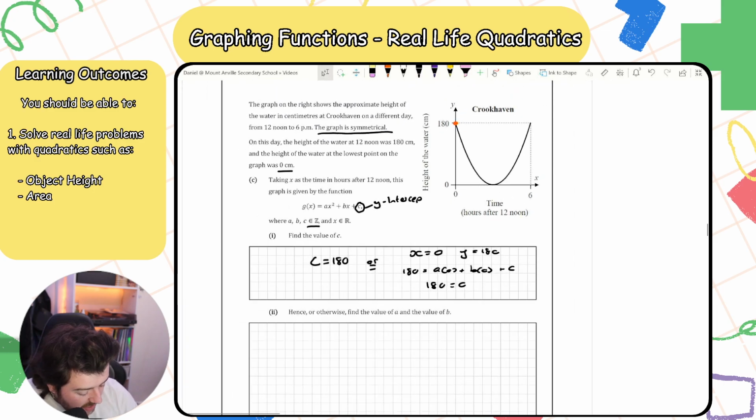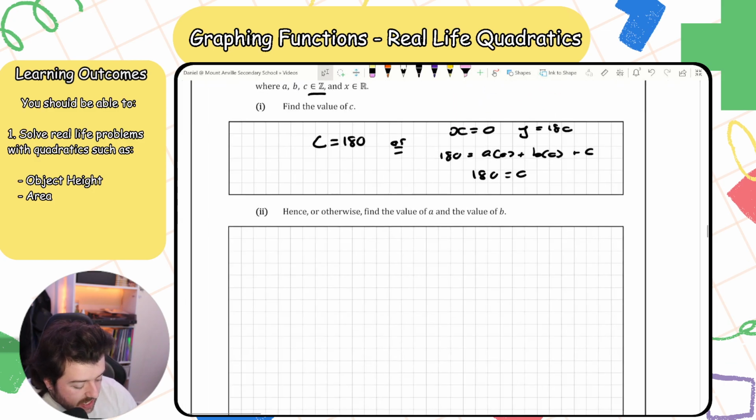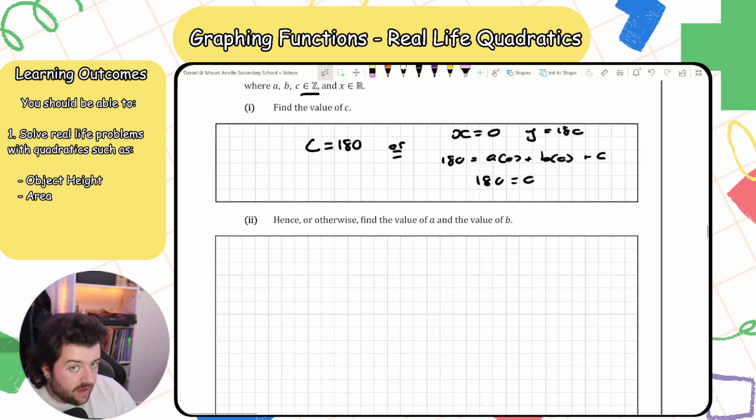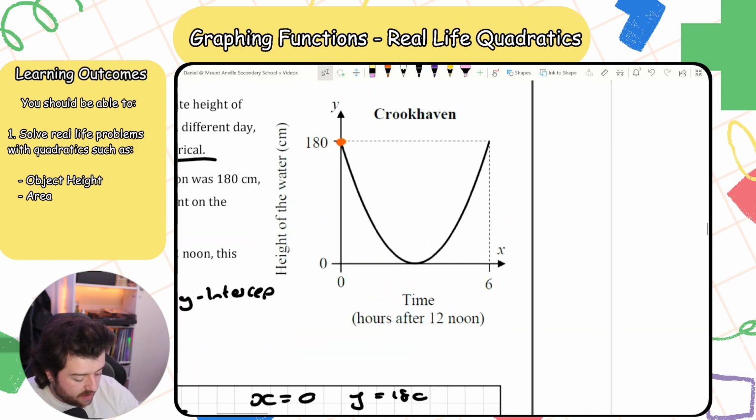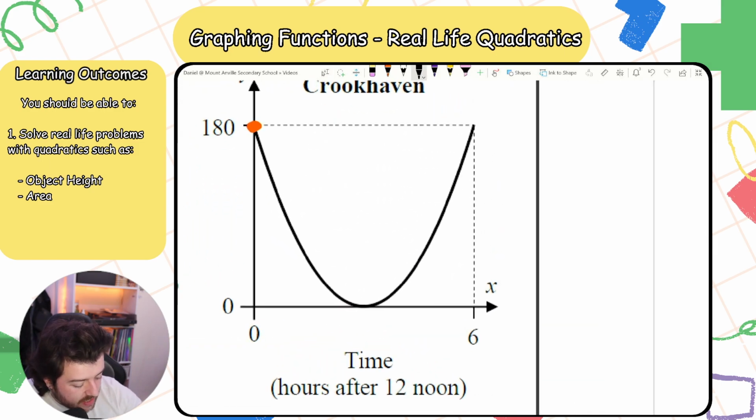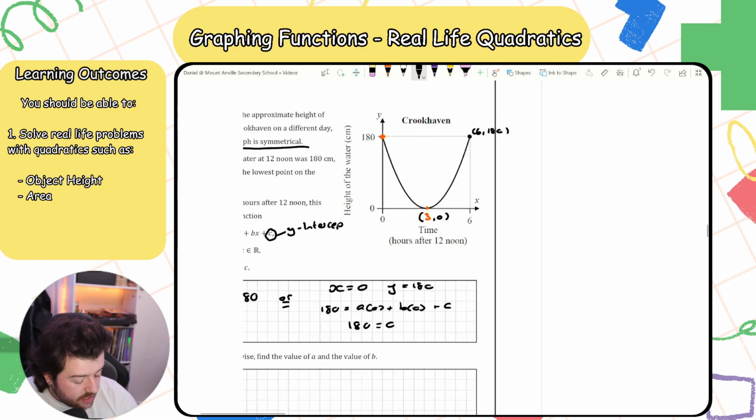Hence or otherwise, find the value of a and the value of b. So this is finding missing coefficients of a function, right? So what we need to do here is create my own simultaneous equations. So I need 2 more points on this graph. So what 2 points could I find on this graph? Well, I have this point here, right? So this is going to be when x is 6, my function is equal to 180. I can use that point. Then another point I know I can use is this one, because my graph is symmetrical. That means this point here is going to be 3, and then the y value is 0, so the coordinate is going to be 3, 0. So let's use these 2 points now.